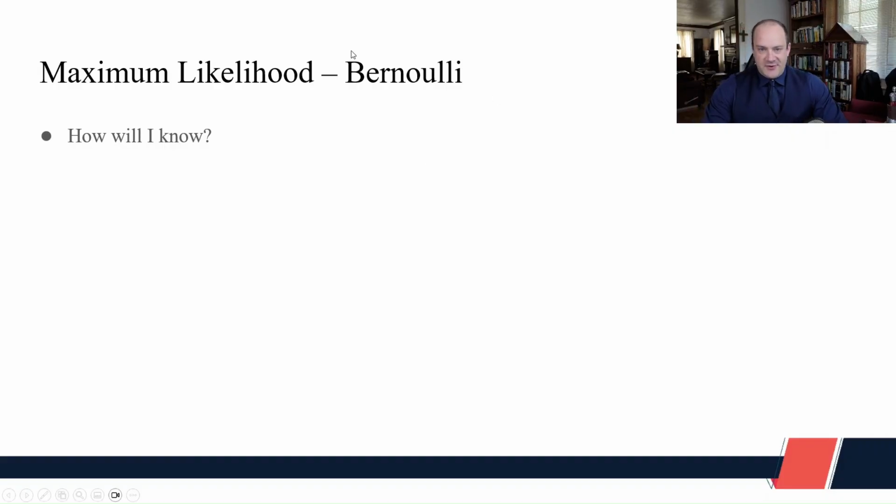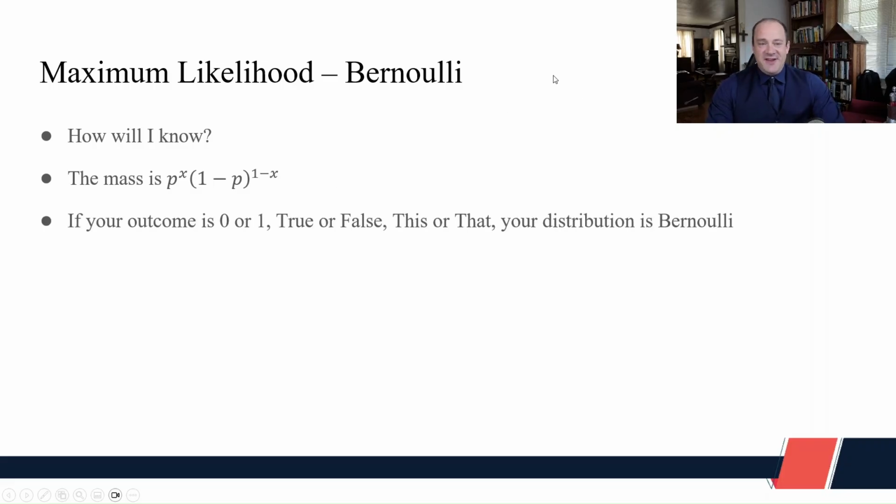So let's talk about the first one, Bernoulli. How will I know? In this case, your probability mass function is this, where x is your response variable. And in this case, we're in really good shape. This is a very easy one. How will you know? Well, you know if your outcome is either 0 or 1, true or false, this or that. If that's the case, your distribution is a Bernoulli distribution. So that's fairly straightforward, and you can proceed with maximum likelihood estimation.